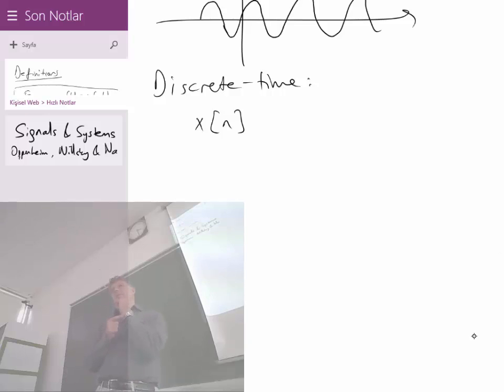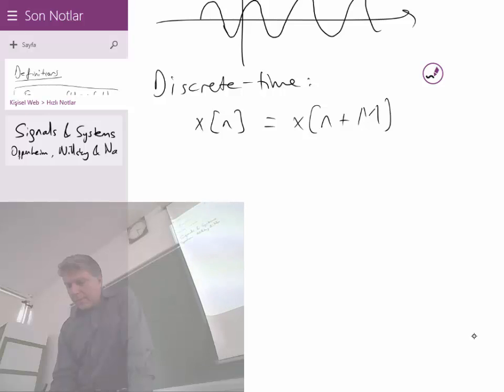The periodicity of a discrete time signal is something a little bit problematic. Not as easy as the continuous time. It's like this. In discrete time, x of n must be equal to x of n plus m, for some m an integer.